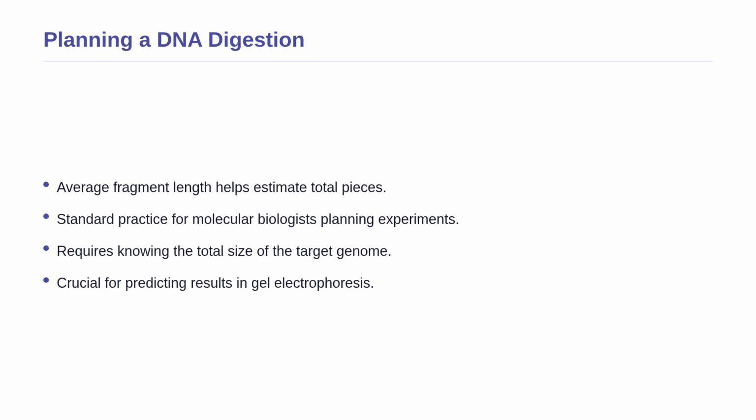To do this, we must know the total size of the genome we are cutting. This calculation is absolutely critical for scientists when planning experiments like gel electrophoresis because it helps them predict exactly how many bands of DNA they should see glowing on their gel, confirming if the experiment worked correctly.